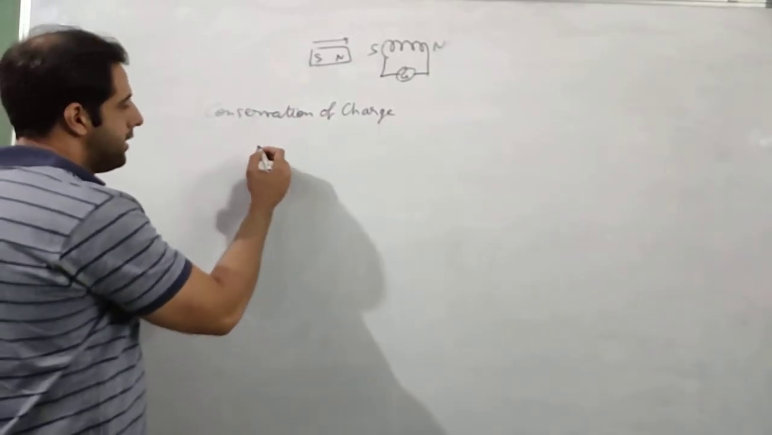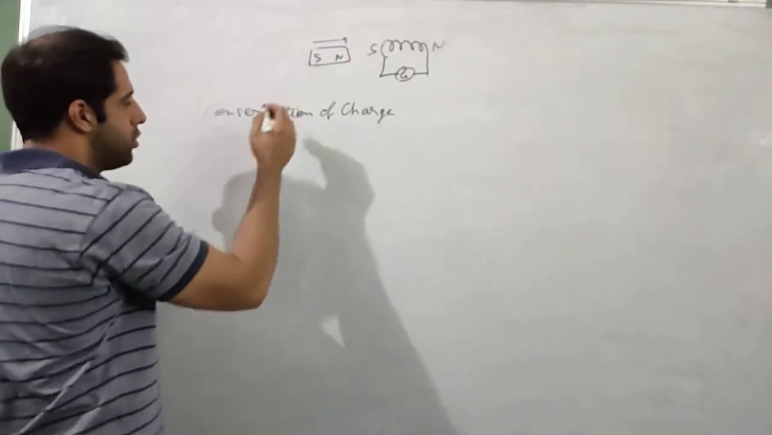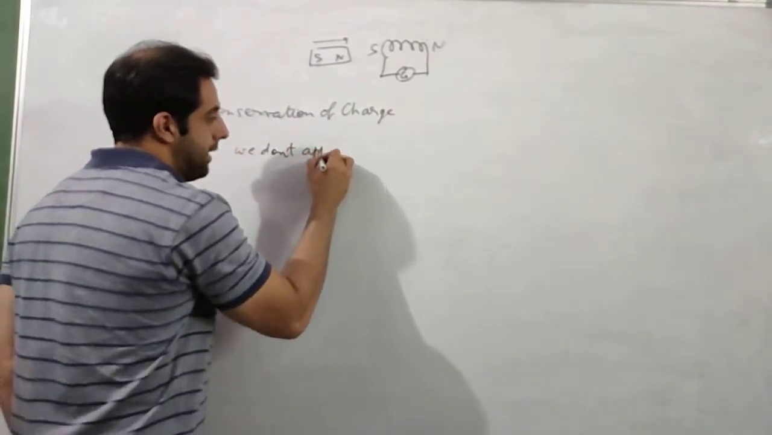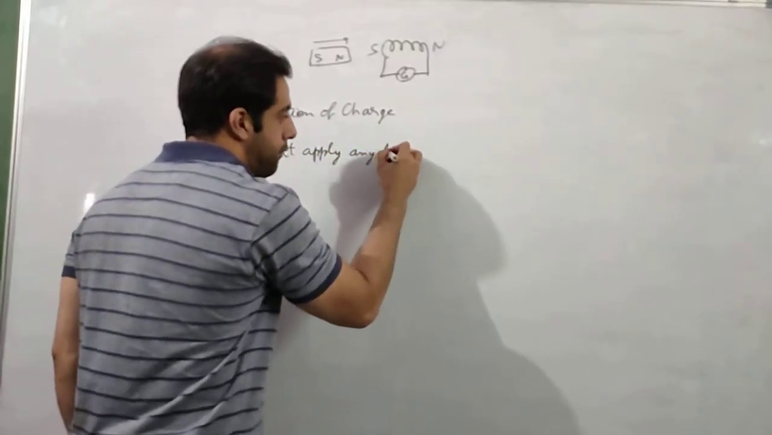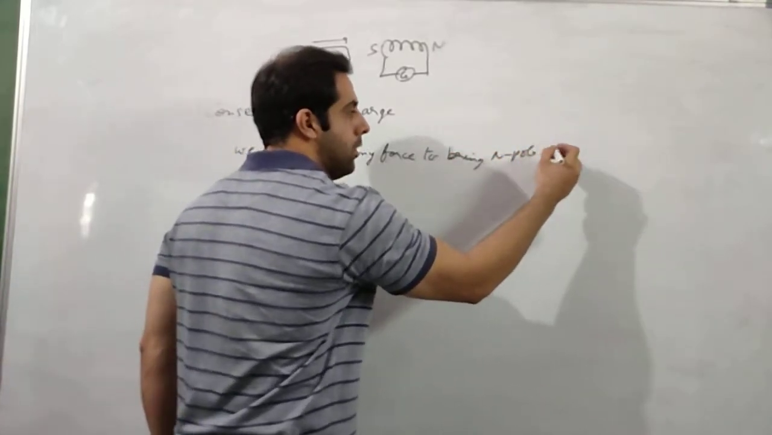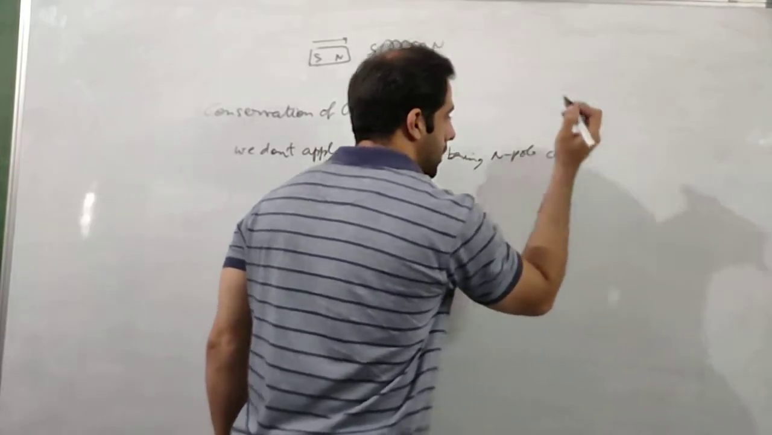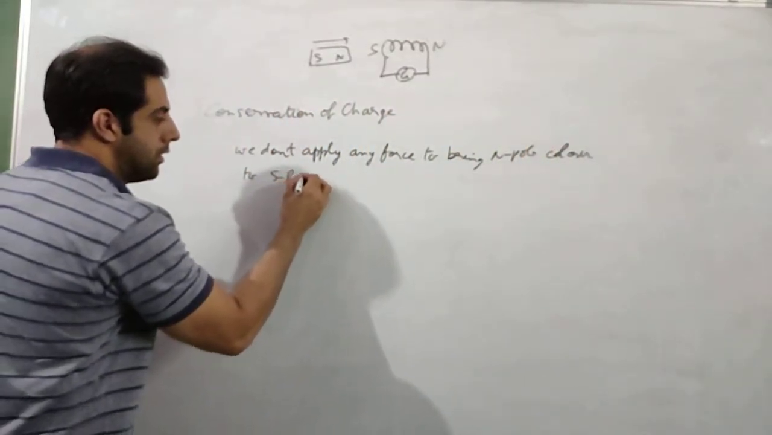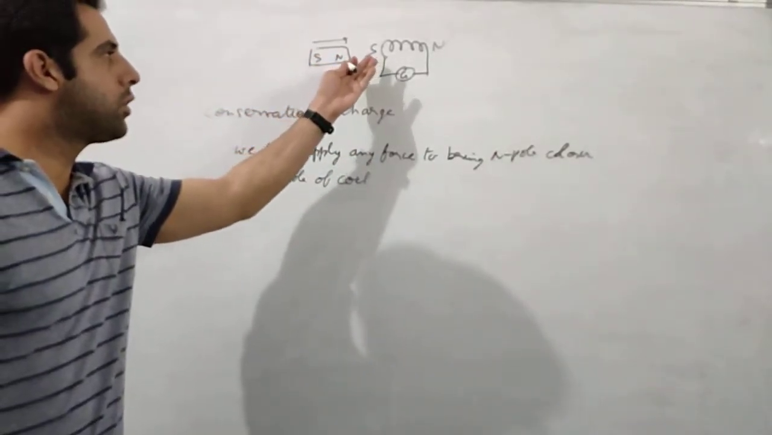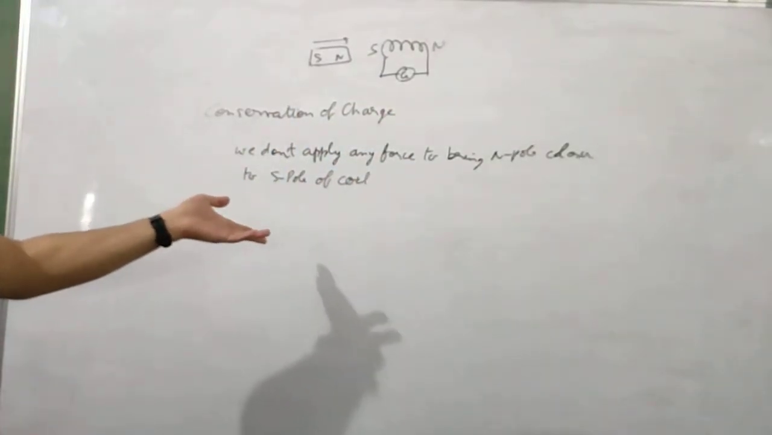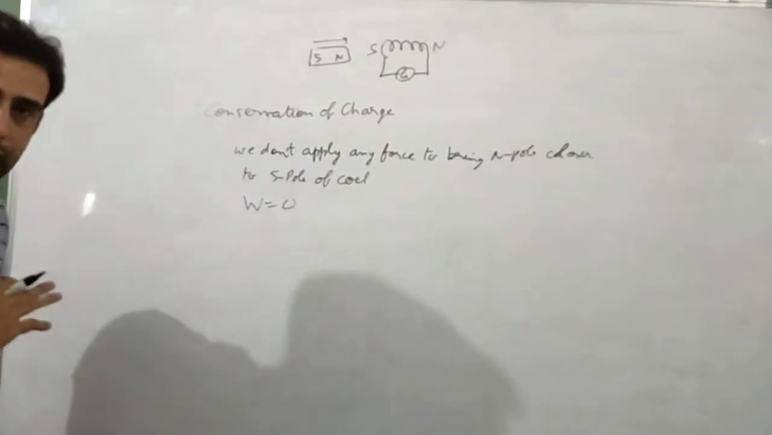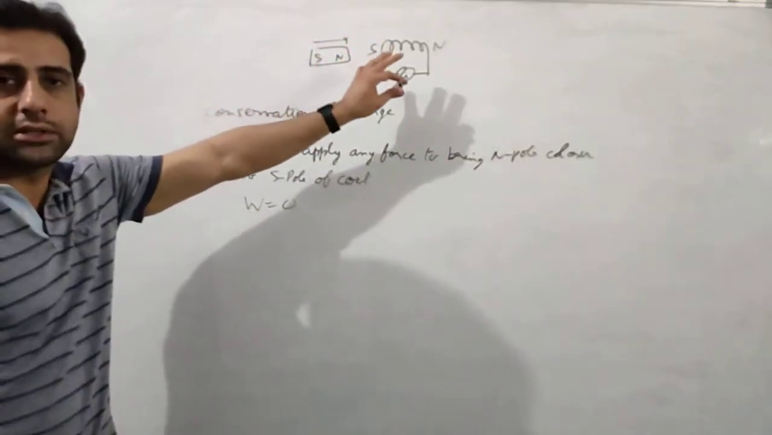That means when this is the south pole and this is the north pole, we don't have to apply any force to bring the north pole closer to the south pole of the coil. Do we have to apply any force? The south pole of the coil will automatically attract the magnet. So we do not have to do any work. If we do not have to apply any force, the work done by us is zero. We are not doing any work on the system right now.